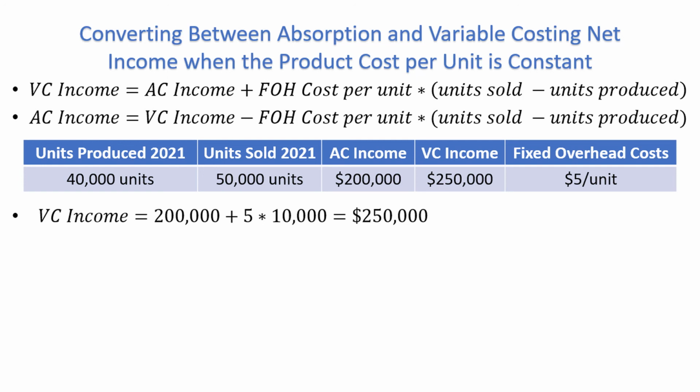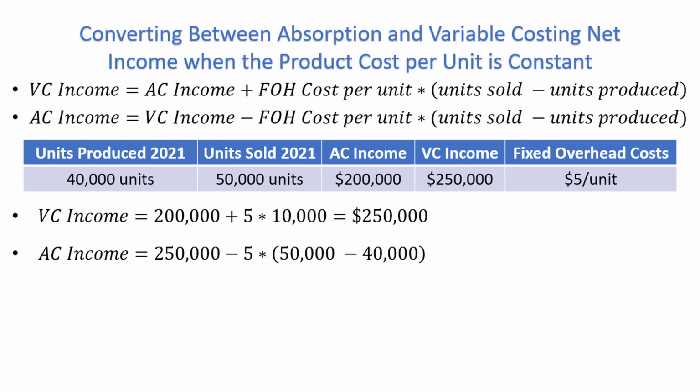Using the variable costing income to find the absorption costing income, we have $250,000 minus 5 times (50,000 minus 40,000), which simplifies to $250,000 minus 5 times 10,000, which is equal to $200,000, matching the absorption costing income.